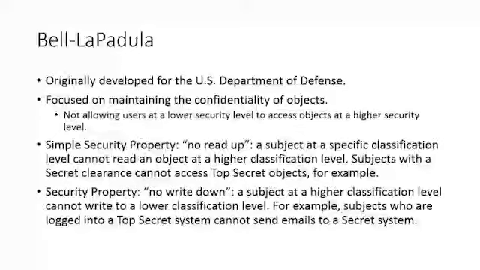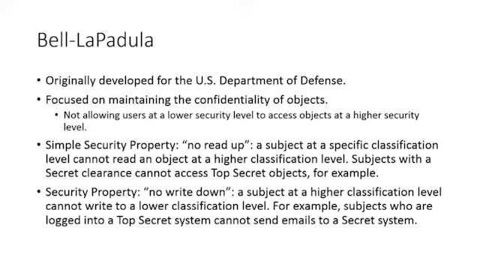All right? Now, they have a couple properties that you've probably heard of before, and if you haven't, these are the ones you need to pay attention to. They've got a simple security property, no read up. So if you're at this level, you cannot read up to the next level. That maintains that confidentiality. So a subject at a specific classification level cannot read an object at a higher classification level. Like I said, with a secret clearance, you can't read up to top secret objects.